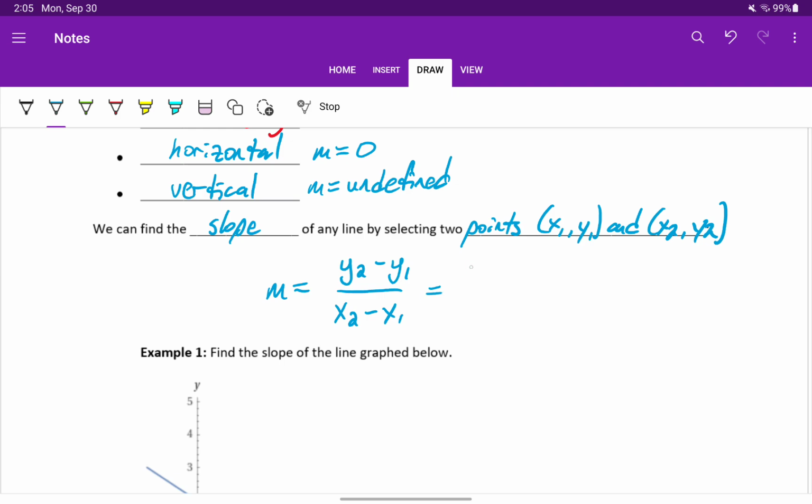Keeping in mind that this formula is exactly the same thing as y1 minus y2 over x1 minus x2, meaning the order of the values doesn't matter as long as we stay consistent. If we start with our second y coordinate in the numerator, we need to start with our second y coordinate in the denominator. If we start with our first y coordinate in the numerator, then we need to start with that first x coordinate in the denominator.